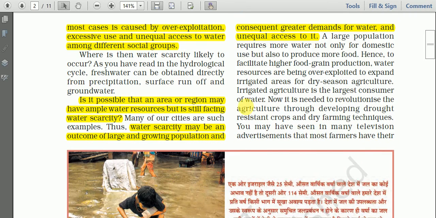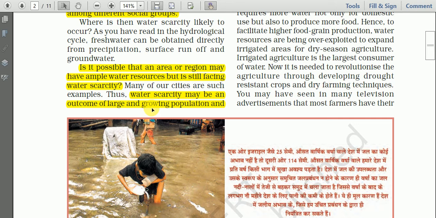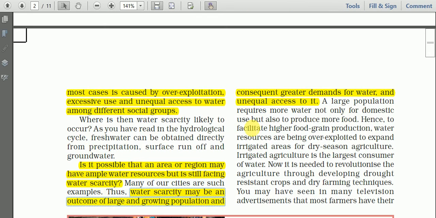And see another cause. Remember, we have been learning about the causes of water scarcity, and another cause of water scarcity may be a large and growing population. Another important cause of water scarcity is the large and growing population and consequent greater demand for water and unequal access to it. Unequal access we have already discussed.